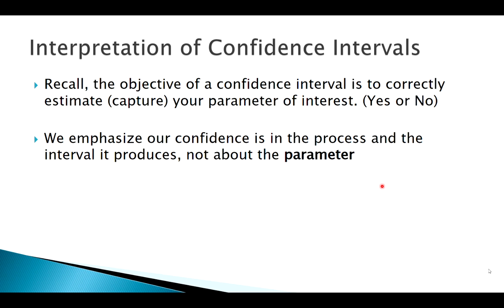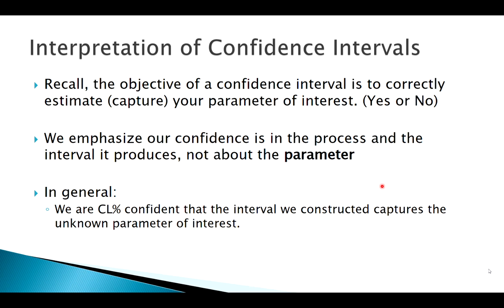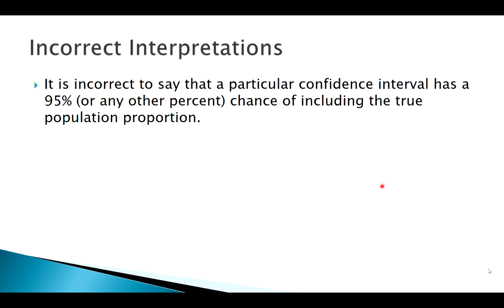The parameter is a fixed value. It's not changing. There's a 100% chance that that parameter is what it is. We're trying to catch it, we're trying to capture it. So when we talk about this confidence level, we want to associate that confidence level with the interval we're creating, not the parameter itself. So a general interpretation would be: whatever percent confident that this interval we created captures the parameter we were looking for. I bring that up because lots of times these things are interpreted incorrectly.